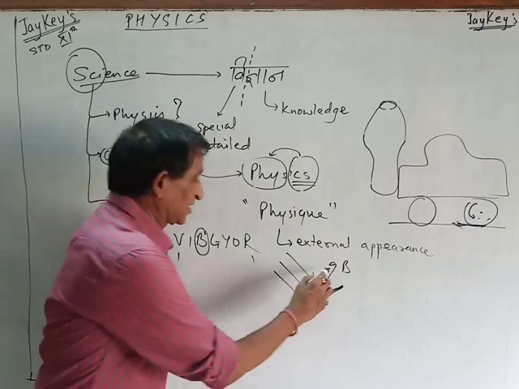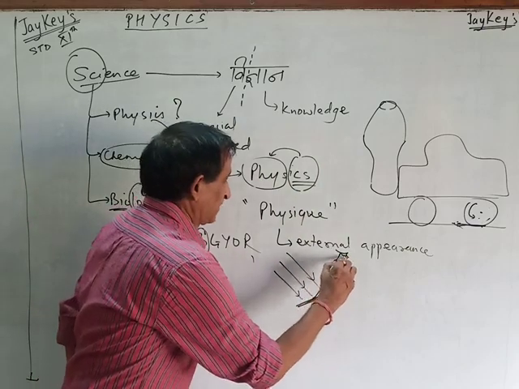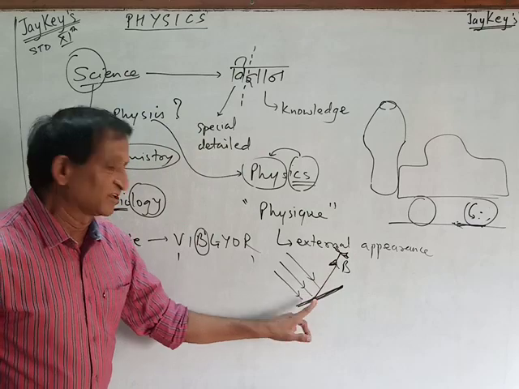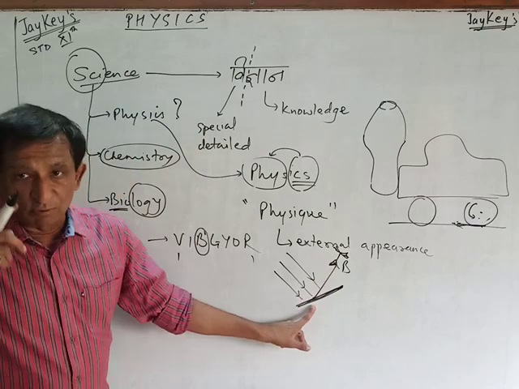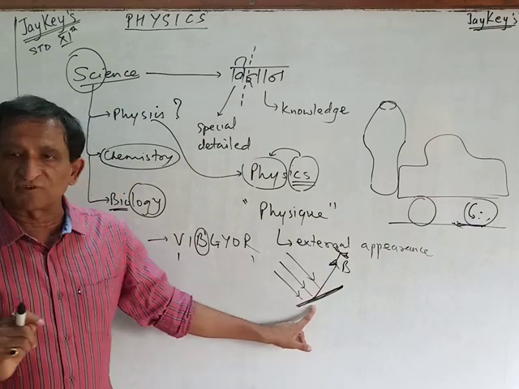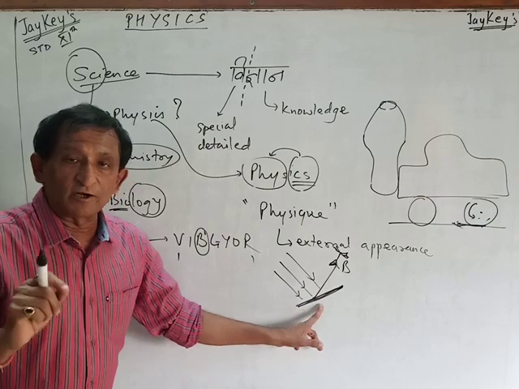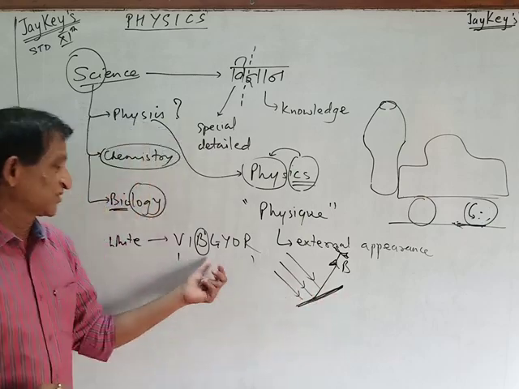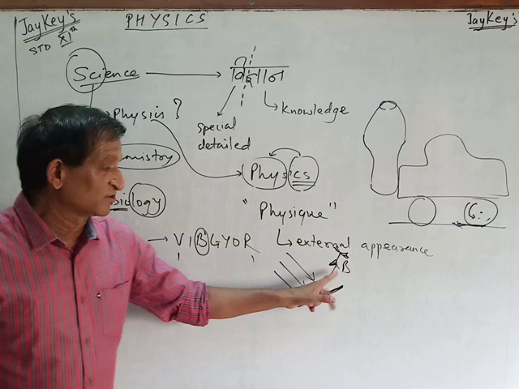Now that returning color will come to our eye. So we receive blue color, and we say that the surface is blue in color. So what we see is what is reflected from the surface. The surface has a particular property, it absorbs all the different colors except blue, so that surface appears blue.